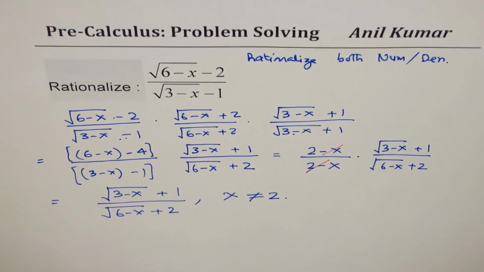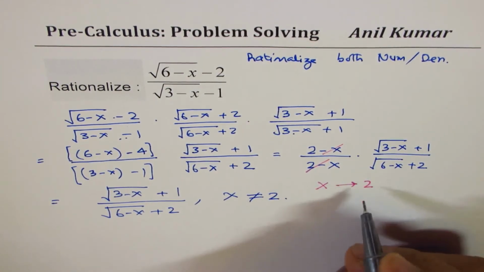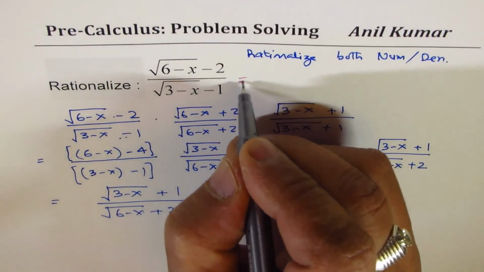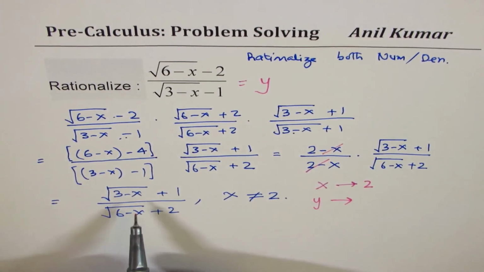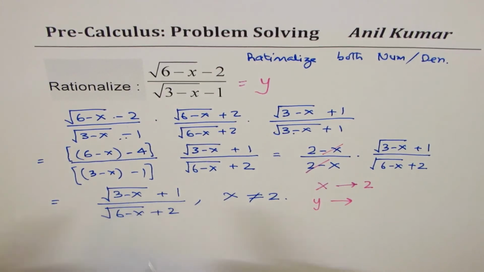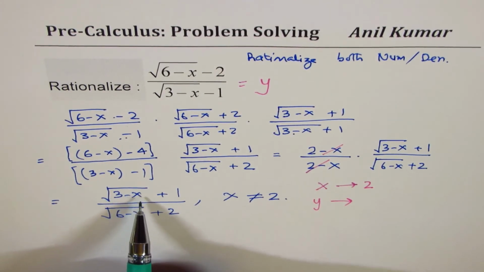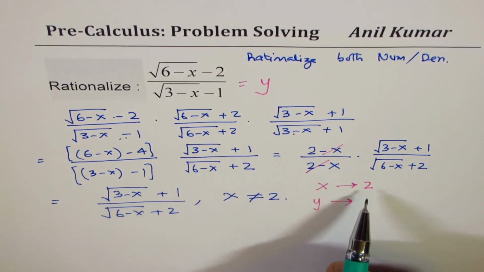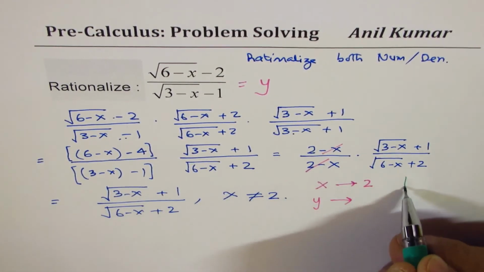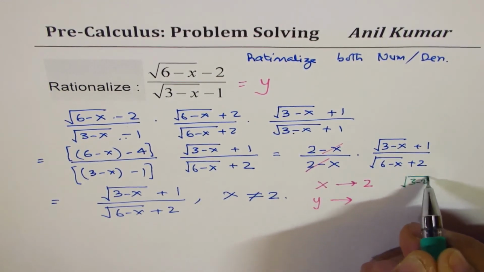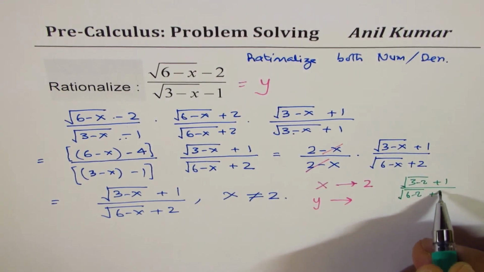However, you will understand that as x approaches 2 from either side, left to right, what happens to this expression? Let's say this expression is y or f of x. Then y approaches what value? So if you substitute 2 here, then what do you get? So if I substitute 2 here for x, 3 minus 2 is 1, right? So what I get here, as soon as I substitute 2 here, let me show it here, square root of 3 minus 2 plus 1 divided by square root of 6 minus 2 plus 2, right?